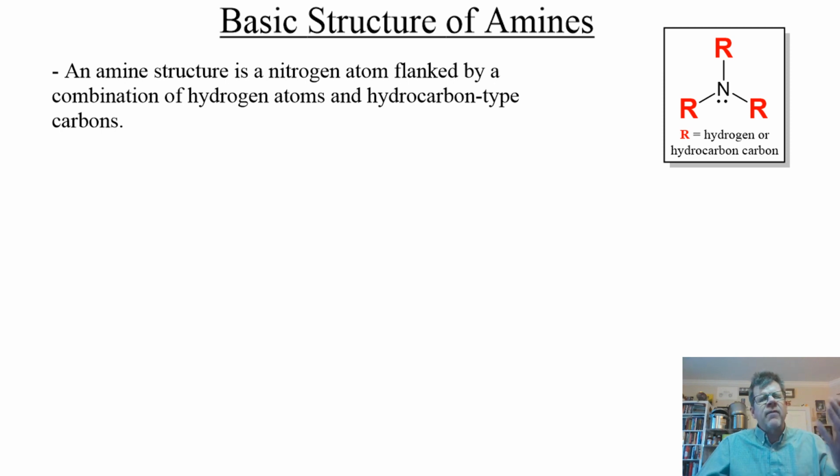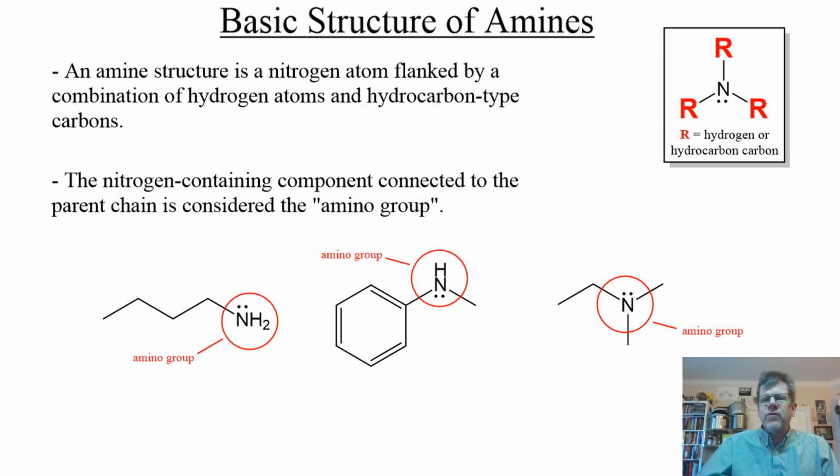Again, of these nitrogen-containing functional groups, if we have a nitrogen atom, which, as we see here, obeys the standard bonding model, 3 bonds emanating from it, 1 lone electron pair. If those 3 bonds all terminate in either a hydrogen or a hydrocarbon type carbon, then it is an amine structure. So the nitrogen component is usually considered an amino group. This amino group, just like the OH on an alcohol is considered the hydroxyl group. This is a little closer to the actual name of the functional group. It is the amino group.